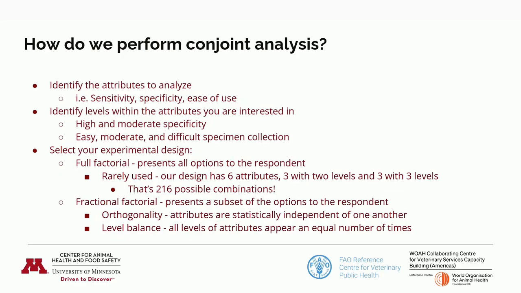So what we're using today and what we'll use in our larger study is a fractional factorial design. This presents a subset of the options to the respondent. We do make sure that we have orthogonality, which makes sure that the attributes are statistically independent of one another. And we make sure to have level balance, so each different level is presented the same number of times. So we aren't introducing bias by only presenting options that have moderate specificity.